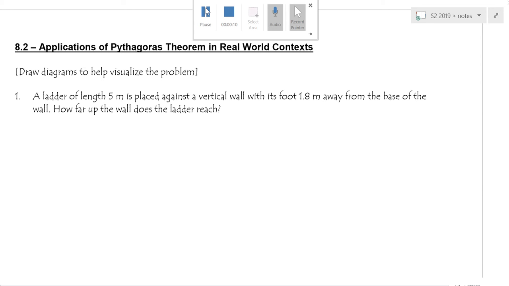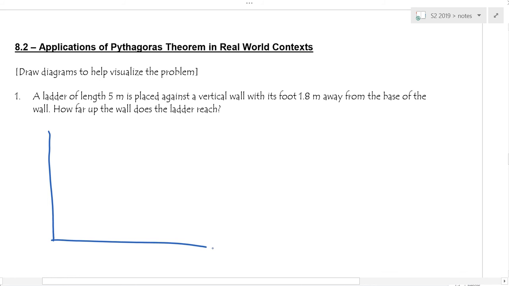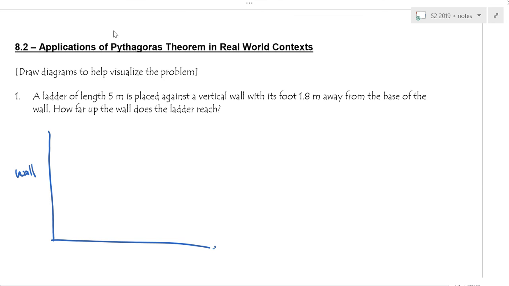I have a ladder placed 5 meters on the wall. So can everyone help me to draw a wall? This is a wall. Can everyone help me to draw a ladder? Can I continue? Okay, good. Next, let me explain.